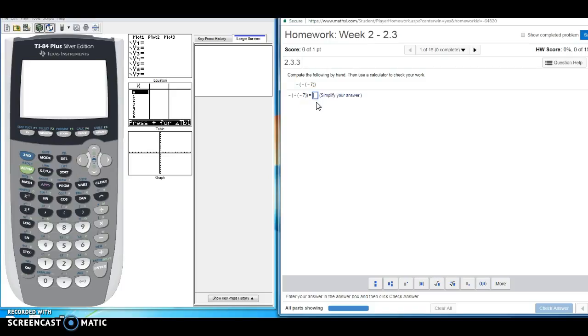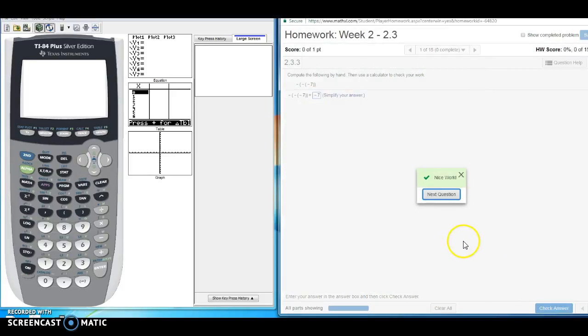I'm going to type in -7, and it looks good. Let's check this on the graphing calculator. I'm going to type it in just like it looks. This symbol below the 3 is how I type in a negative. Try not to get it confused with the minus symbol for subtraction.